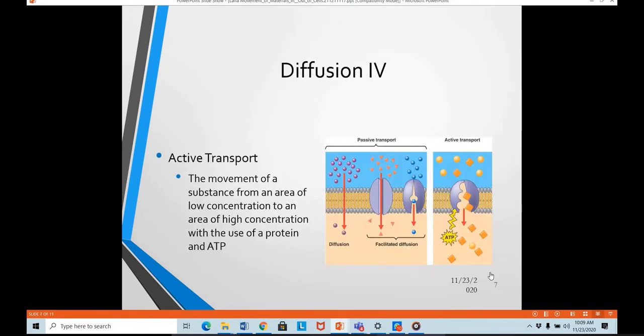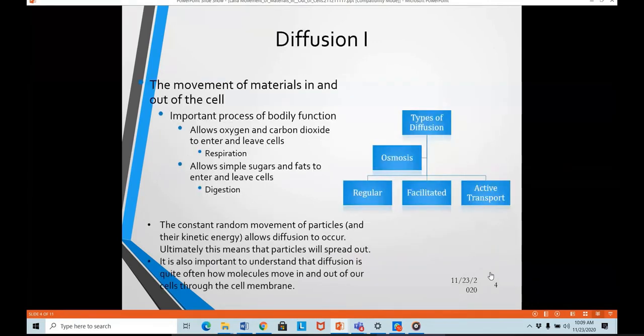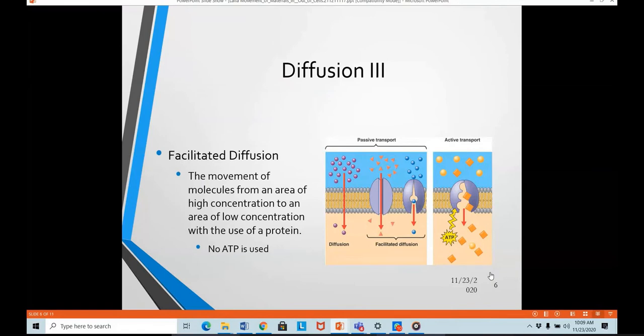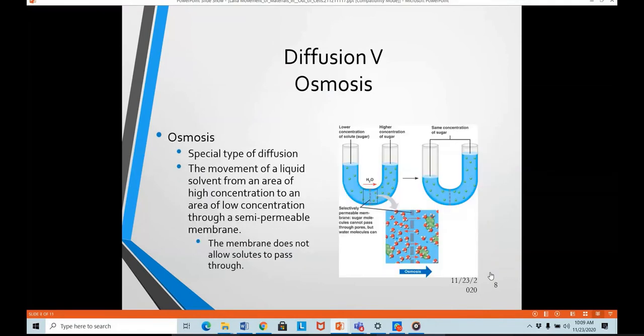Layla, would you like to explain about the diffusion one from here, or shall I move on here? Regular diffusion. You can move on. All right. Just tell me where to stop, please.